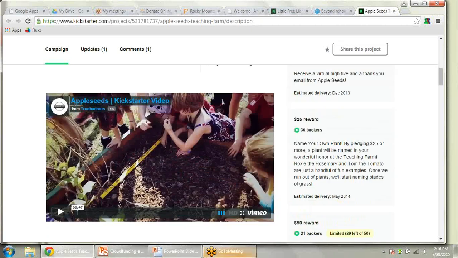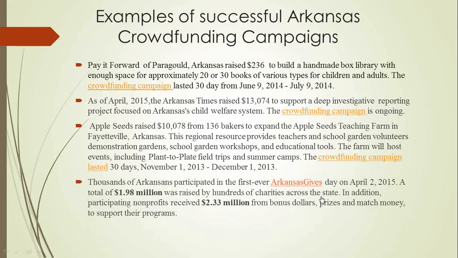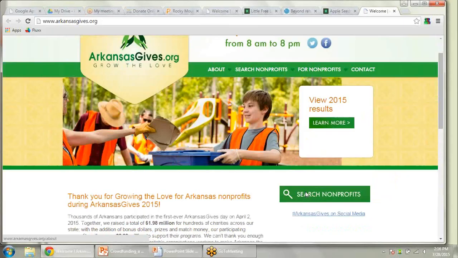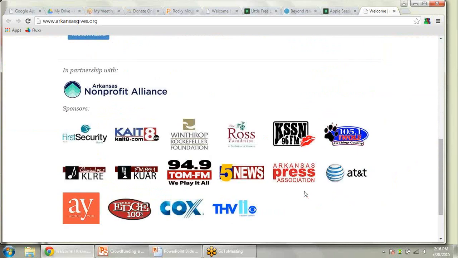Then lastly, we have our own Arkansas Gives that raised almost $2 million in 12 hours. From 8 to 8 was the limit. But you've got to understand, y'all, that's what I'm saying. Crowdfunding is not a quick mechanism. Those people that were involved with Arkansas Gives know it took more time in the planning and organization than the 12 hours of the campaign. It took months. Now, Russell, did you work with them?